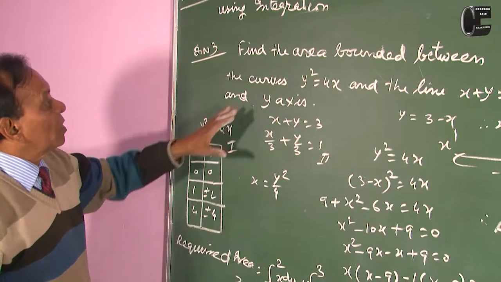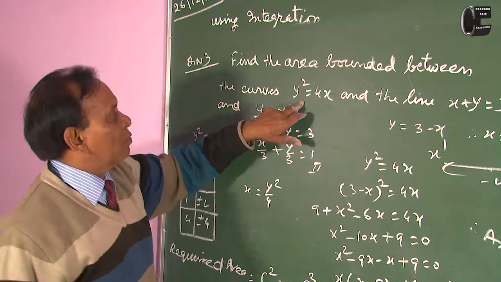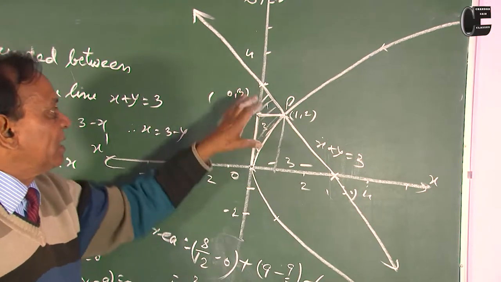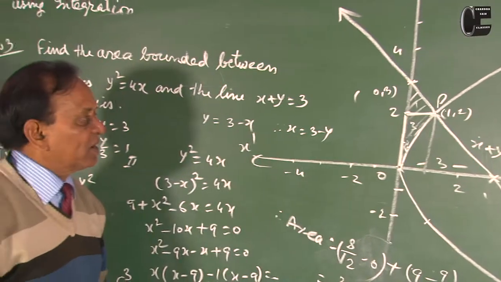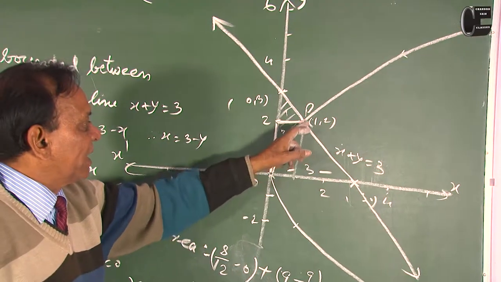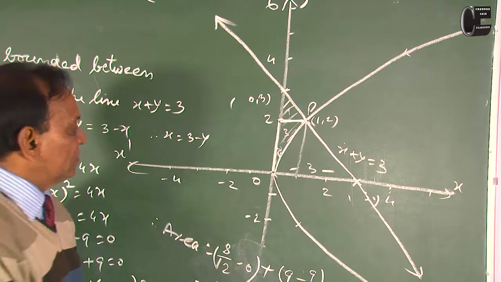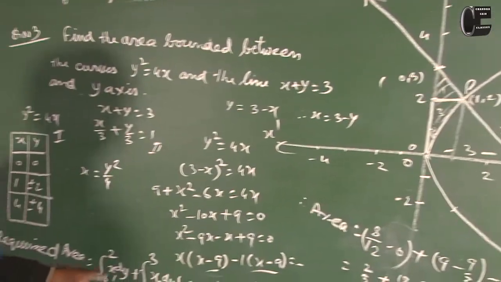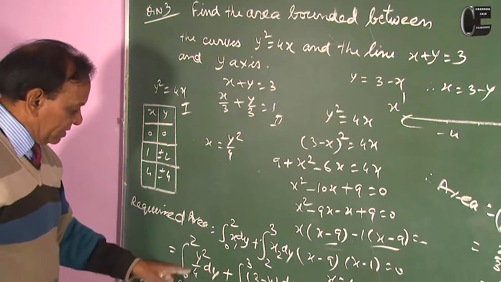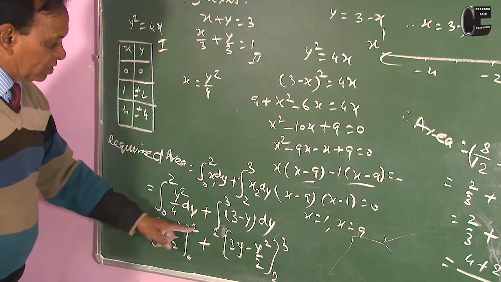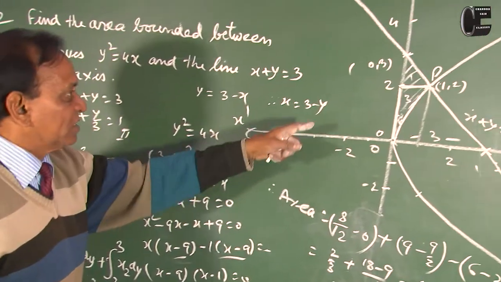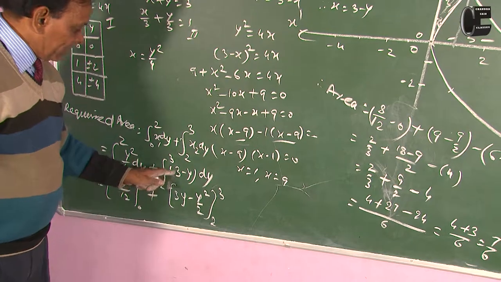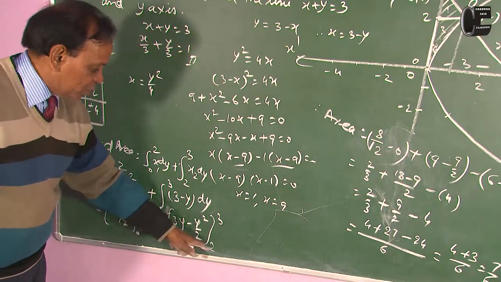Yes, this is our question, y square equal to 4x, that is a right handed parabola, and the line x plus y equal to 3. It cuts intercepts of 3 and 3 on the x and y axis. This is our figure, and we have to find the area between the y axis and this curve and this line. For this, the limit will be 0 to 2. x1, y square by 4. Its integration will be y cube by 12 and limit 0 to 2. And for this, x equal to 3 minus y. And limit will be 2 to 3. 3 minus y dy, limit 2 to 3. Its integration will be 3y minus y square by 2, 2 to 3.